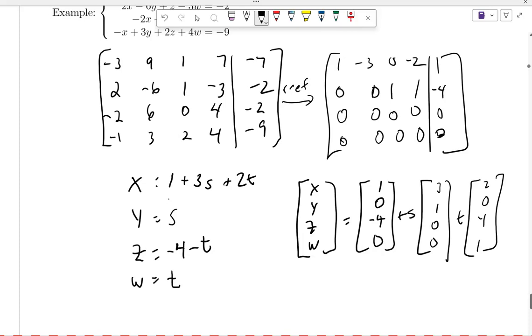Which column is this pivot in? X, Y, Z, or W? Which column is that one in? X. Which column is that one in? Z. Okay. Those are the only columns that have pivots. The other ones do not have pivots in them. So those are the ones that we have to use for the free variables. There's no pivot in the Y column. So that's why the Y is one of the parameters. There's no pivot in the W column. So that's what we use for the other parameter.